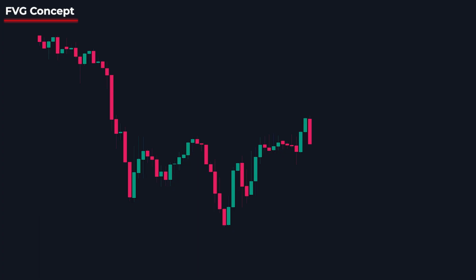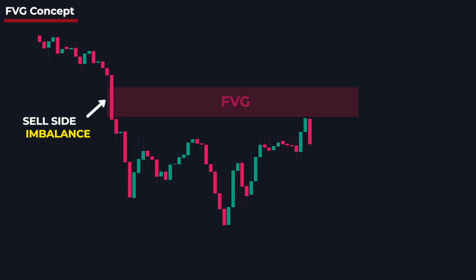When you start trading, you must identify these FVGs on your chart. In USD CHF, we see a downtrend, and a clear fair value gap has formed. This gap shows that market makers have influenced the price, causing a strong move. Price often returns to these areas to fill leftover orders, creating a potential trading opportunity.